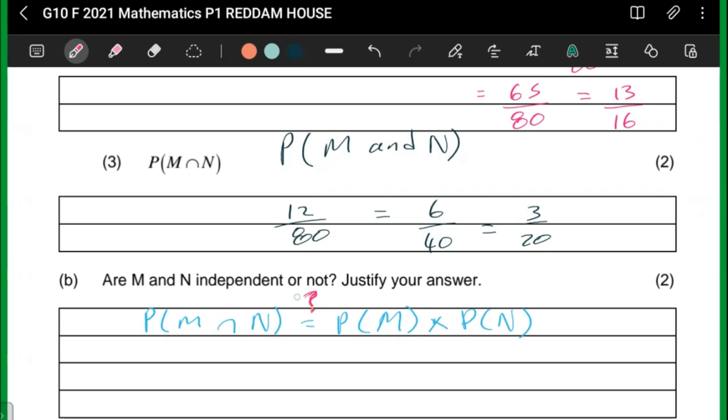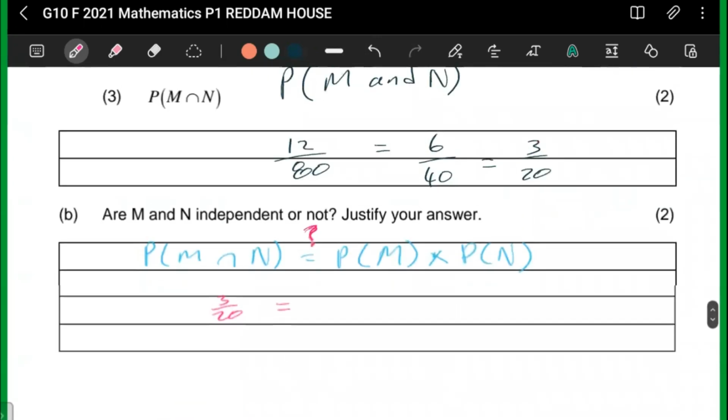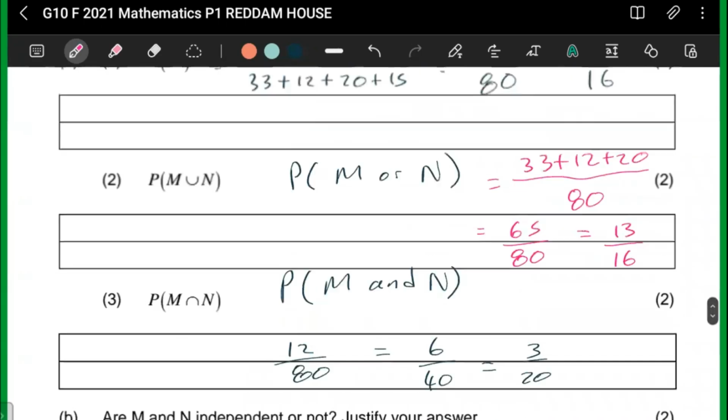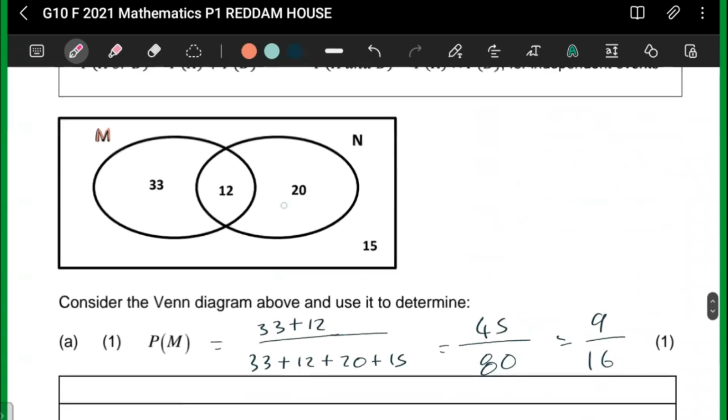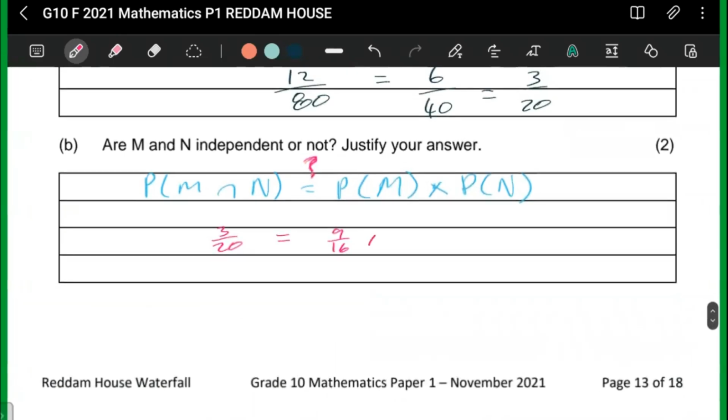So the probability of M and N, we have here 3 over 20. The probability of M, we have as 9 over 16. The probability of N would be 32 over 80. So in your calculator, you want to test it out and see if it balances out. If it does not balance out, it's not independent.